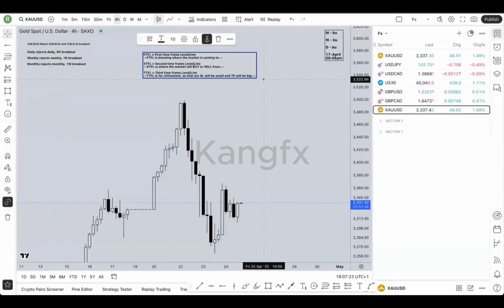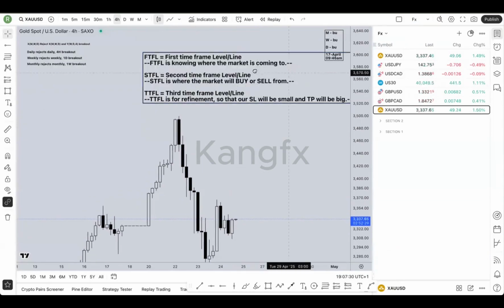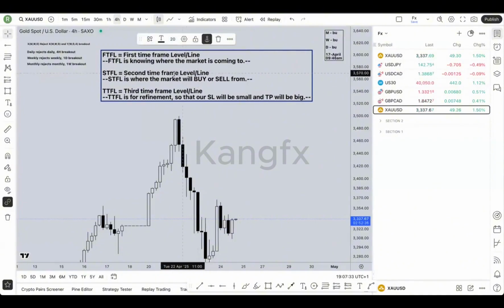We are starting with these topics. We have FTFL, STFL, and TTFL. Now, the FTFL means first time frame level or line, and the FTFL is knowing where the market is coming to, because after getting our storyline, we need to know where the market is coming to or where the market is going to.